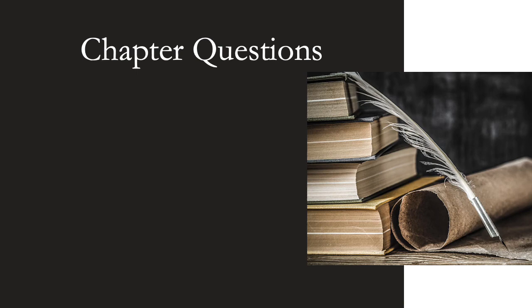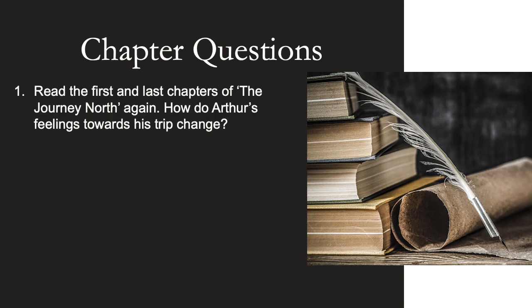Okay, and well done if we've managed to get this far. We're just going to finish off with some chapter questions. So the first one is, read the first and last chapters of The Journey North again. How do Arthur's feelings towards his trip change? They're different at the beginning of the chapter than they are at the end. So what changes?